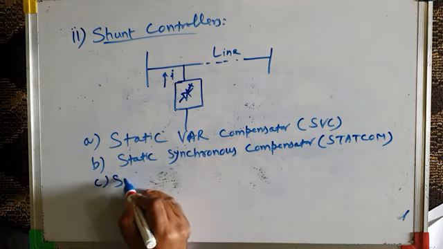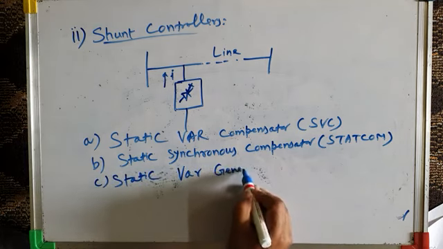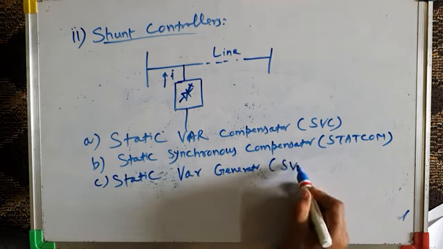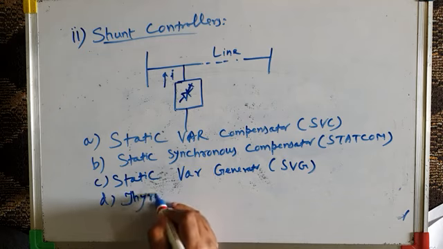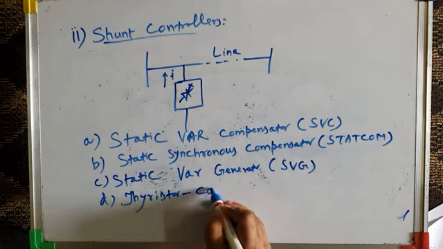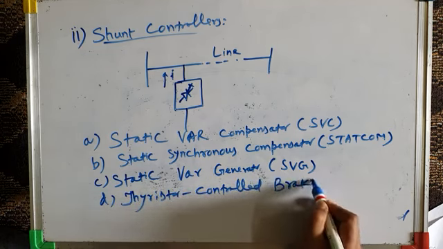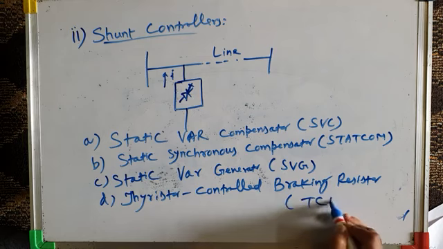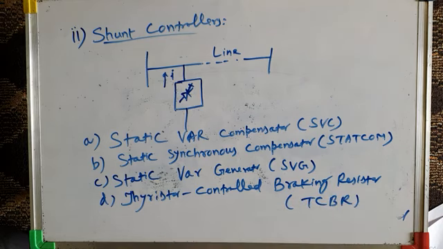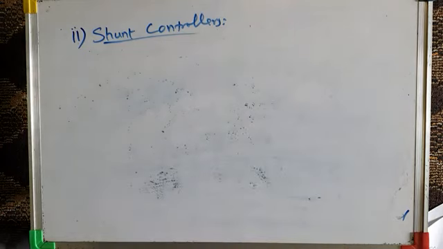Then we have the static var system, the static var generator, SVG, and we have the thyristor controlled braking resistor, which is also a shunt controller. Thyristor controlled braking resistor, which is also written as TCBR. So this is the main classification of shunt FACTS controllers. Let me draw a schematic diagram of all these types of shunt FACTS controllers one by one.